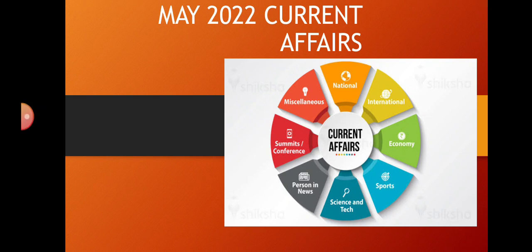Polity and governance. First topic, reform in 7th schedule. The 7th schedule under Article 246 provides distribution of powers and responsibilities between the state and the central governments. It specifies the roles and responsibilities into three lists, namely union list, state list and concurrent list.